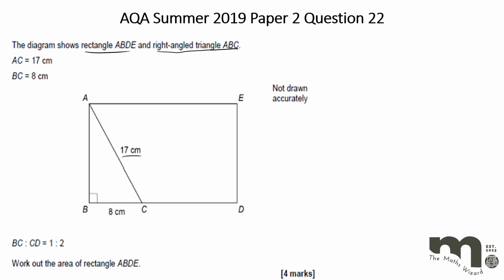Then it says BC to CD, or CD is this little section here, is in the ratio 1 to 2. So what that means is this is double BC. So that is important for this question. And then it's asking us to work out the area of rectangle ABDE. So the area of the whole rectangle.